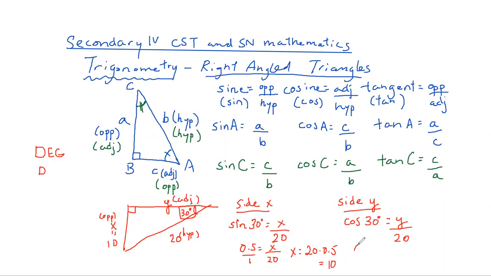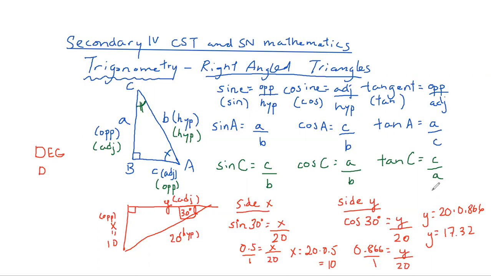Cos of 30 is approximately 0.866. I punch it into my calculator. For those of you in the know, it's actually square root 3 over 2. When you cross multiply this, of course, y ends up being 20 times 0.866, which is approximately, and I say approximately because I had to round, 17.32. So that's how you find missing sides if I give you one side and an angle.